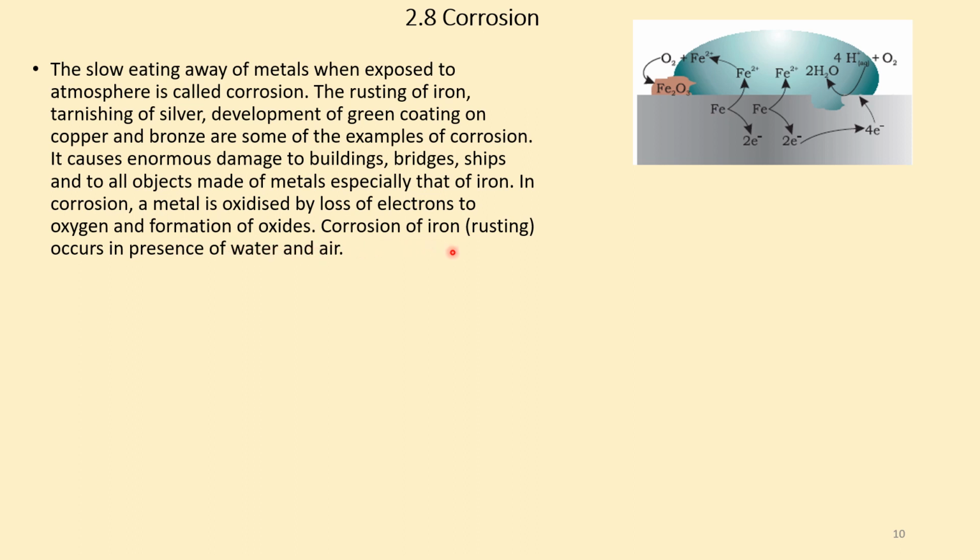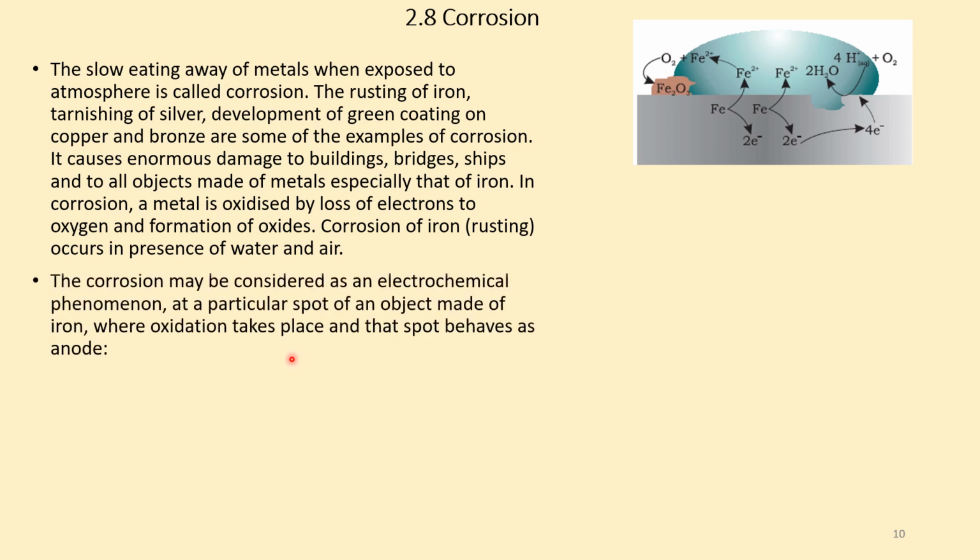Corrosion of iron, which is called rusting, occurs in presence of water and air. The corrosion may be considered as an electrochemical phenomenon. At a particular spot of an object made of iron, oxidation takes place and that spot behaves as anode. See here, this particular spot shown in light brown color, Fe2O3, behaves as an anode.